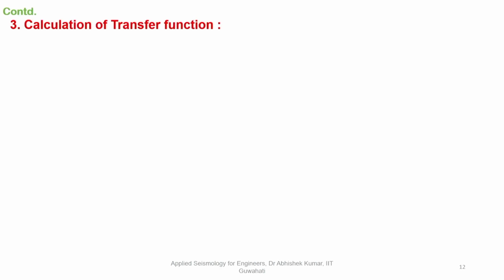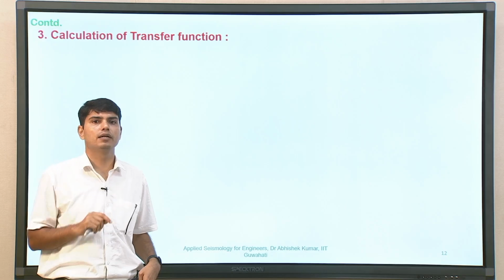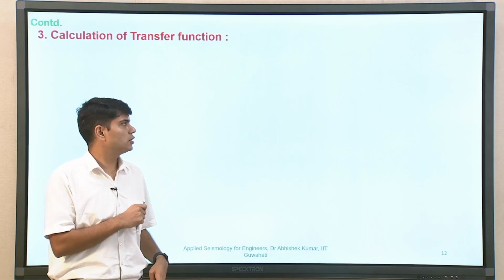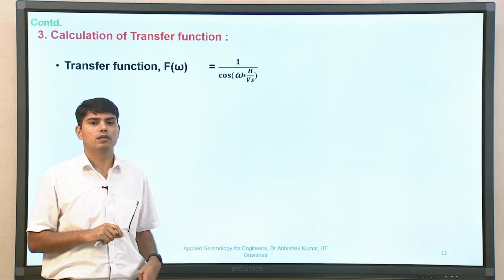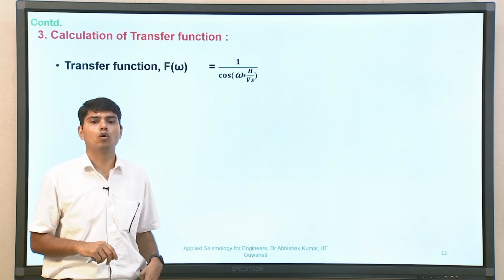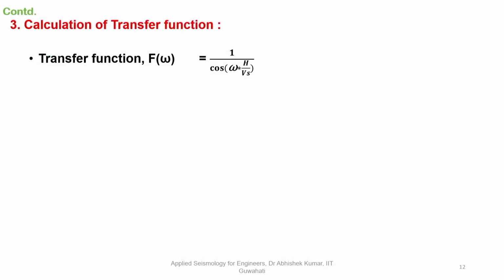Now, the generation of the transfer function, that means F(omega). F(omega) was 1 over cosine of k times h, where k is the wave number and h is the thickness of the soil layer, which in this particular case is given as 4 meter. So, this is already defined: the omega value, the h value is the thickness, and Vs is 340 meter per second, which is given in this particular solution.